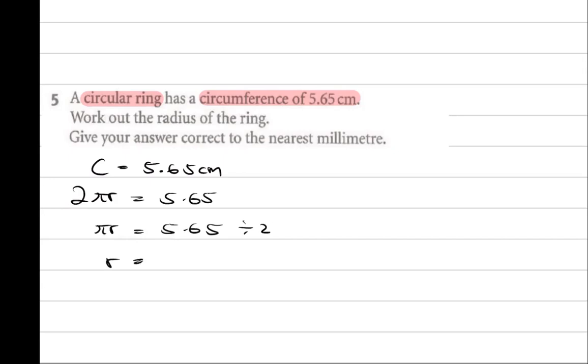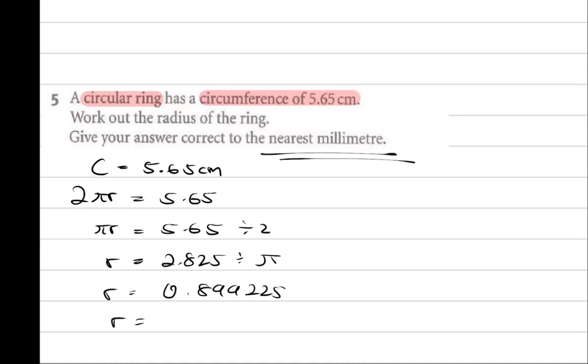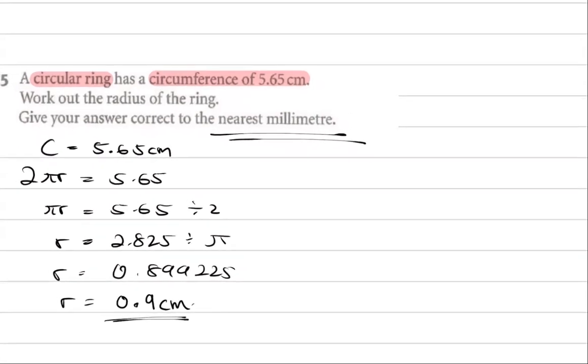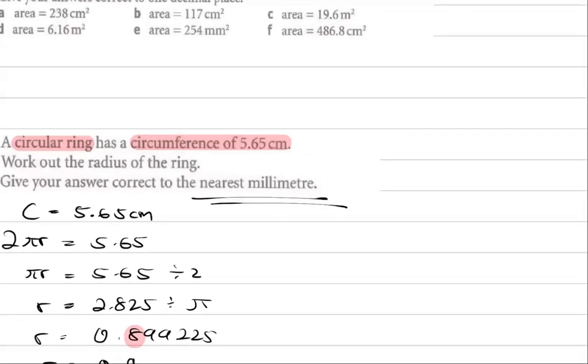R is equal to 2.825 divided by pi. R is equal to 0.899225. R is to the nearest millimeter. This is in centimeters. So millimeters will be here, so 0.9 centimeters. This is the millimeter part, okay? Millimeters are here. So we just round to the nearest millimeter.